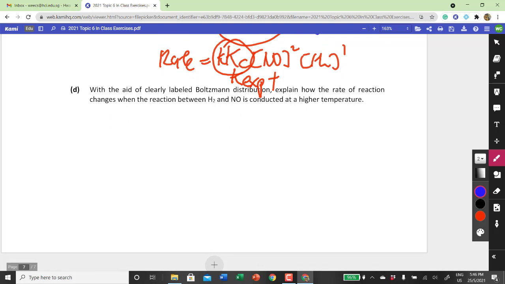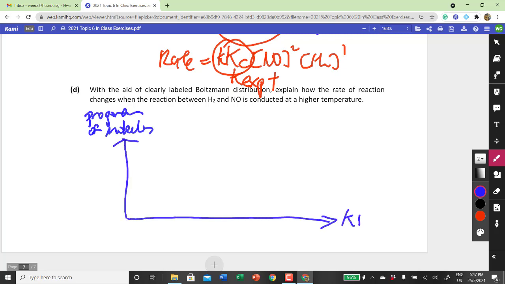So I think the first thing you need is to get your axis correct. So that's proportion of molecules, so this axis has to be correct. And you plot it against kinetic energy. Remember that you need to label your 0 point, that's the origin.